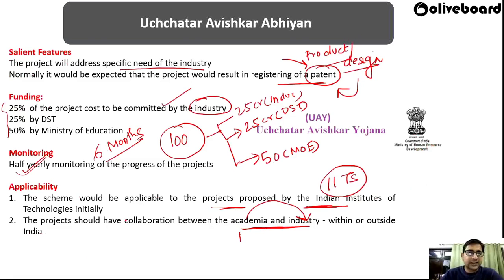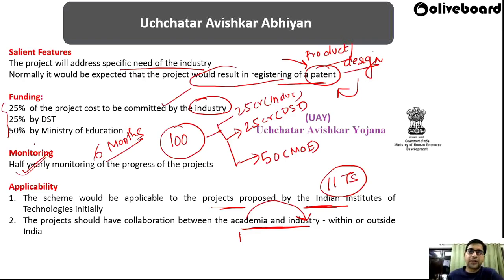The salient features are that it will address the specific needs of the industry and patents, and we want it to result in the registering of patents. The funding has been divided under three heads: 25% will be provided by the industries, 25% again by the Department of Science and Technology, and 50% by the Ministry of Education.